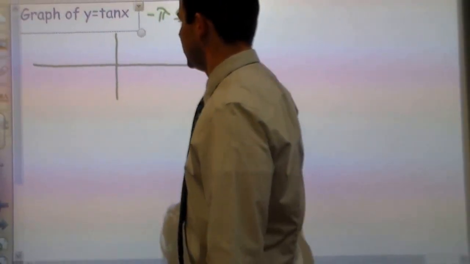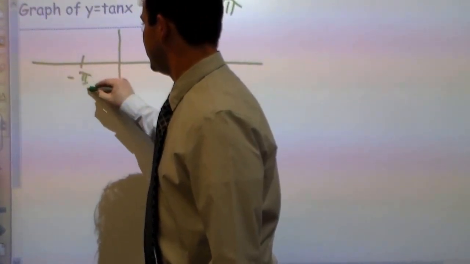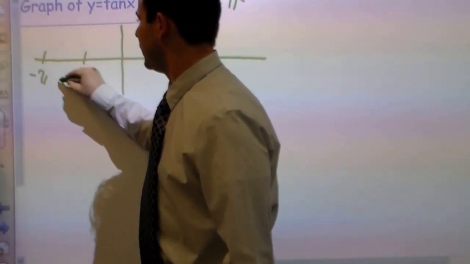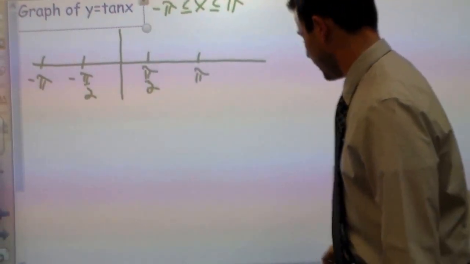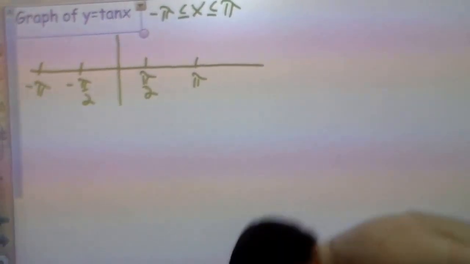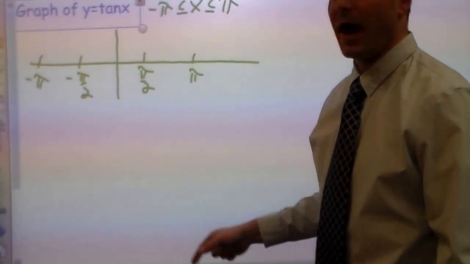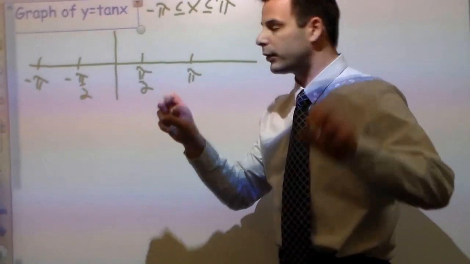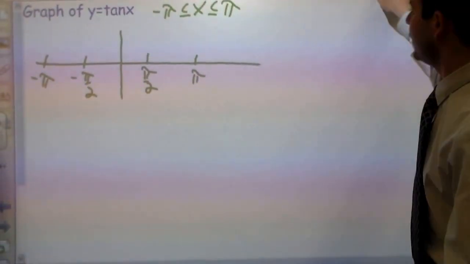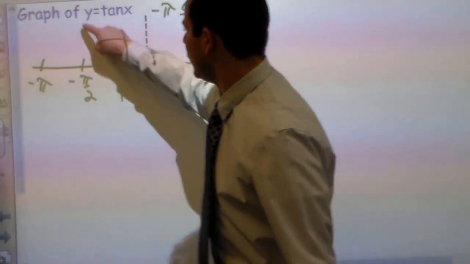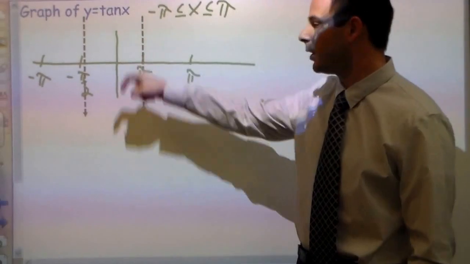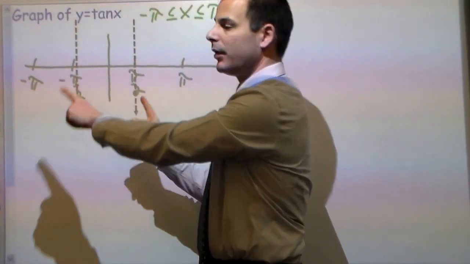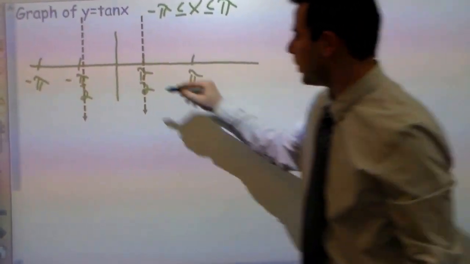Let's set up an axis: negative pi over 2, negative pi, pi over 2, and pi. So the graph of tangent has vertical asymptotes at all the odd multiples of pi over 2. So every pi over 2, you're going to have an asymptote. So let's put that in there. We have an asymptote here. We have an asymptote here. The graph never crosses there because tangent is sine over cosine, and this is where cosine is 0. So we're going to have 0 in the denominator. So let's plot some ordered pairs.